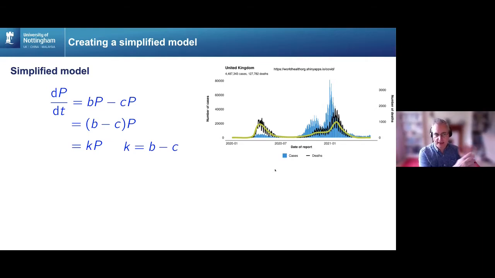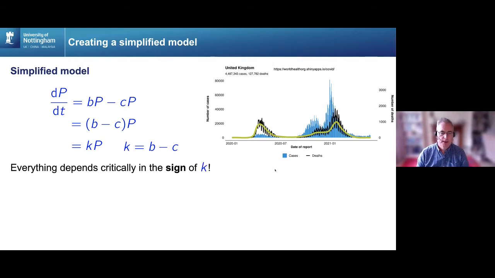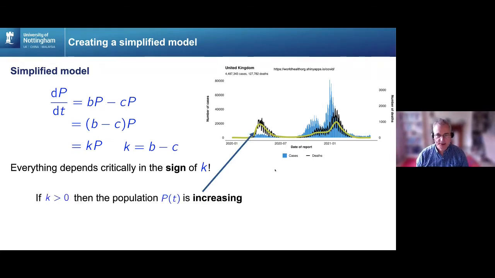Now I should say I've called K constant, it need not be, so that's something I'll come back to later on. In the simplified initial models, K can be constant, but later on maybe I'll allow K to change as well. So let's start asking ourselves how we start solving this model. Well, first of all, you'll notice that it all depends critically on whether K is positive or negative. If that parameter K is a positive number, it means the population is increasing. The dP/dt is greater than 0.